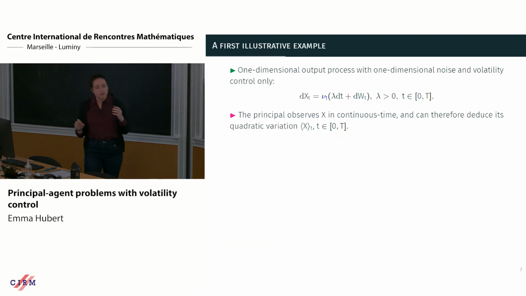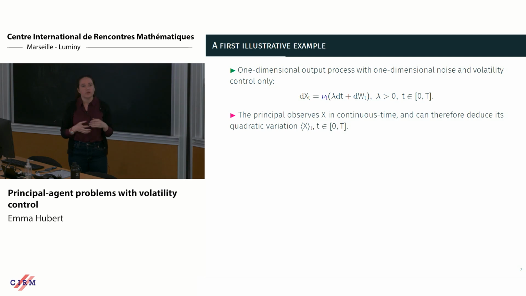Okay, so for this very simple example, I just took a one-dimensional output process. The agent can control the drift and the volatility through this control nu over here. And as usual with this moral hazard case, we'll assume that the principal observes this process X in continuous time, and from this observation can deduce the quadratic variation of the process X.